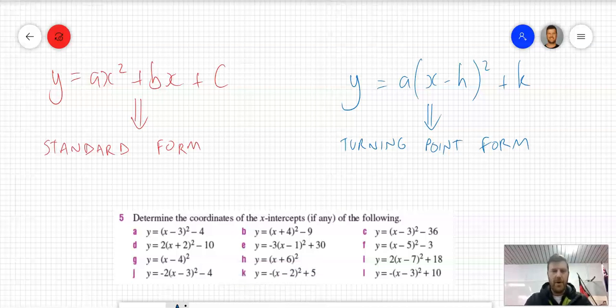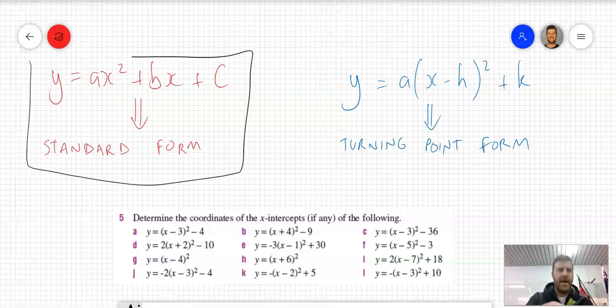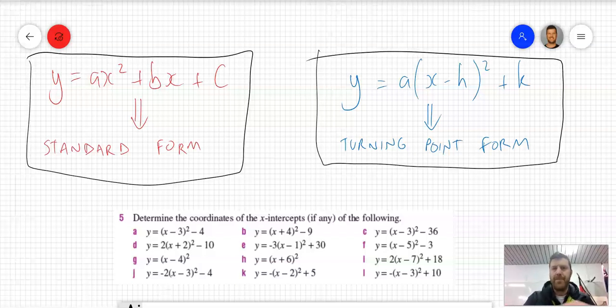Before we start though, my class, we've looked at quadratic equations when they come in standard form, so y equals ax squared plus bx plus c, and also the turning point form, so y equals a, x take h all squared plus k. The turning point form, as it suggests, is really handy because you can just read off the turning point, or the coordinates of the vertex, from the equation. So again, I'm not going to do that today. I'm going straight into working out the x-intercepts. In fact, I'm going to go through all these questions today.